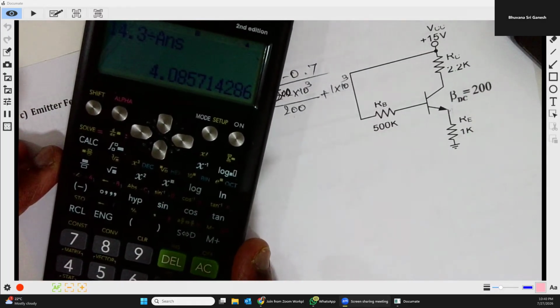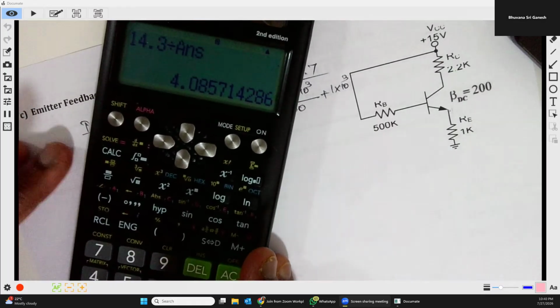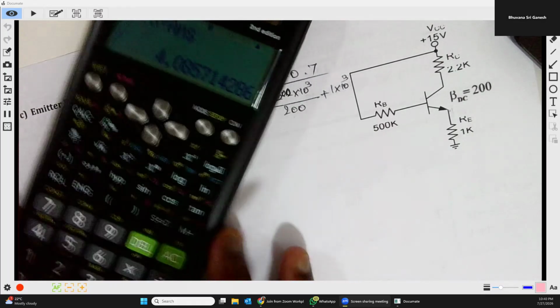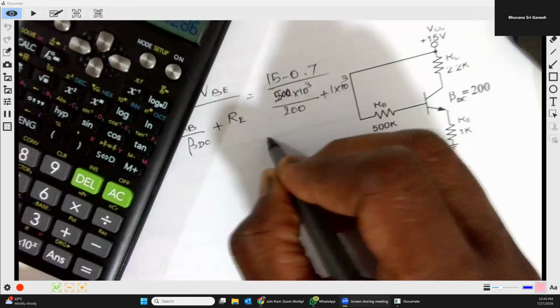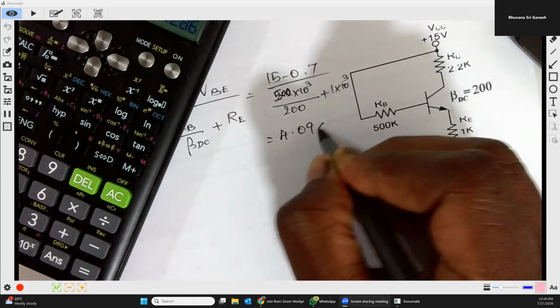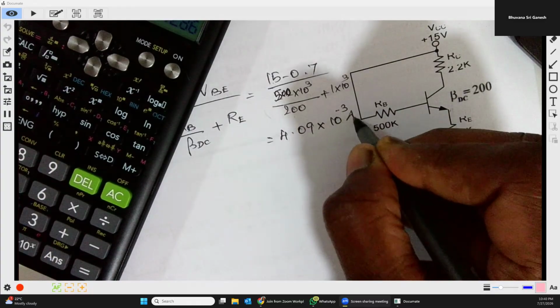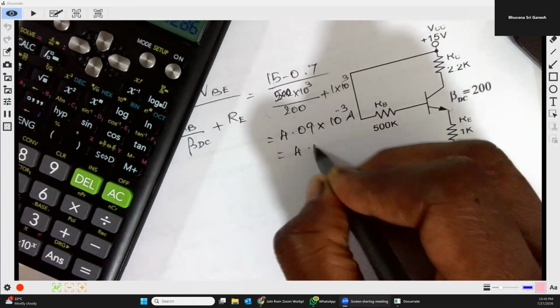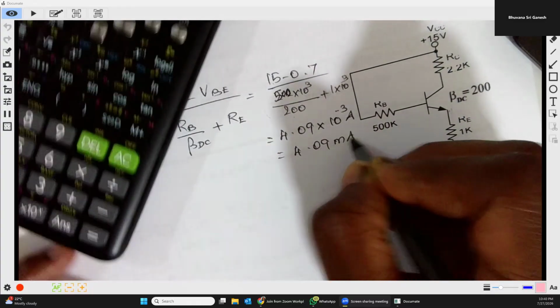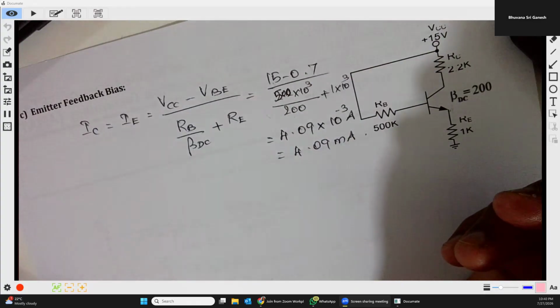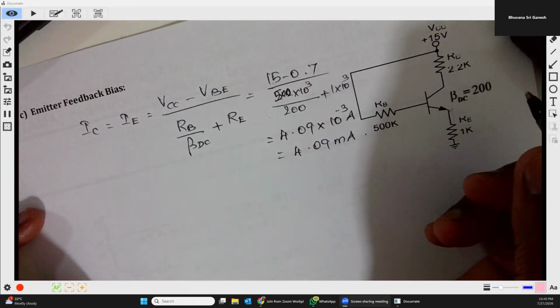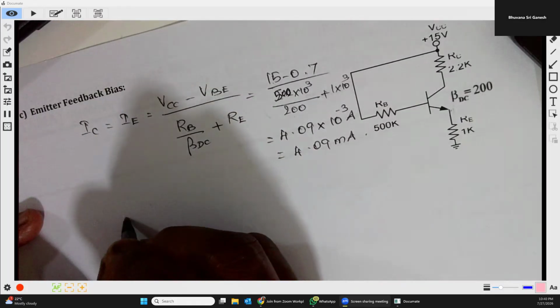4.0857. So 4.09 we can say, right? This is equal to 4.09 times 10 power positive 3, which is going to become negative 3 amperes. 4.09 milliamperes is our IC.